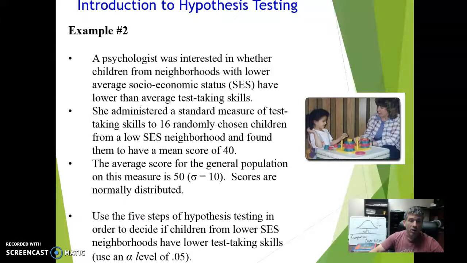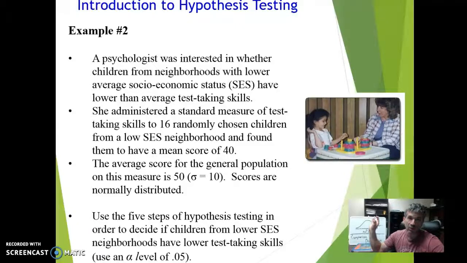A little more information. We are going to decide if kids from lower SES neighborhoods have lower test-taking skills than average children. We're also going to use an alpha level of 0.05, and notice that's already one of our useful pieces of information. It can be a good idea to just write out the information you're going to need to know even before you start the question, and just fill it in as you go. If you can just keep track of what am I going to need to pick out of here, it can be really, really helpful to just lay that out in advance and then just pluck those pieces of information out as you get them. So here we already know several key pieces of information.